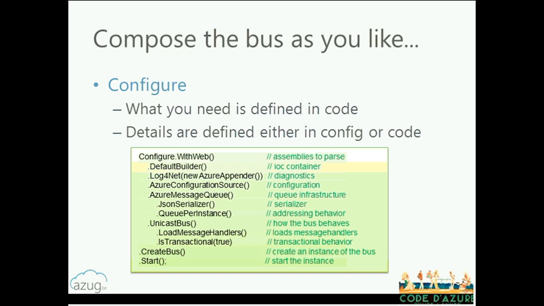Next line, for example, is the configuration source, which is in this case the Azure configuration source, which will use service configuration files. The message queue can be specified, the serializer can be specified, and then we have a few other specifications which are actually regular config.